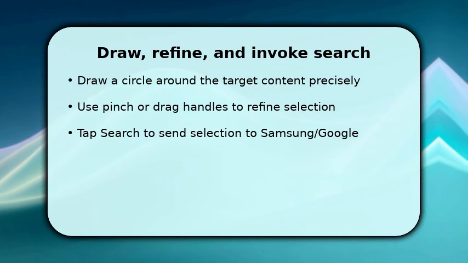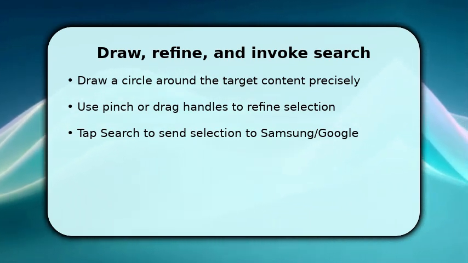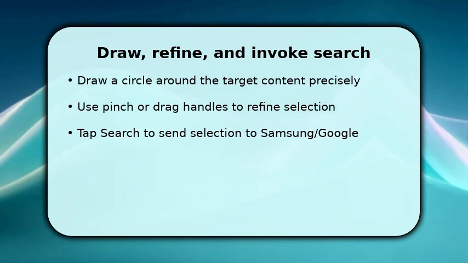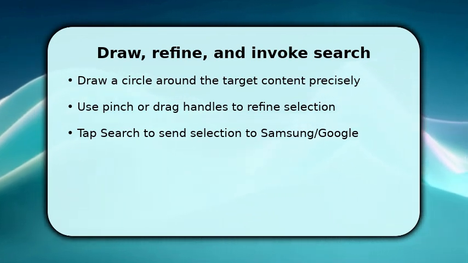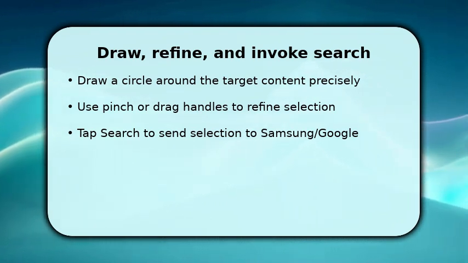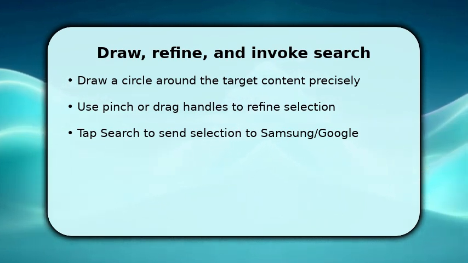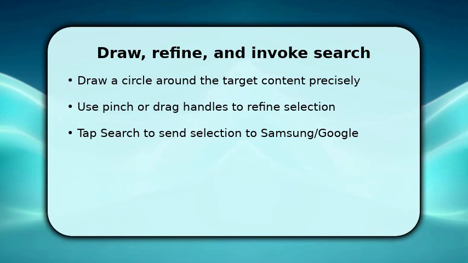Once drawn, use the handles to pinch or drag edges and refine the selection. After the crop looks right, tap Search or the magnifier icon. The system sends the cropped content to the appropriate search provider and shows results in a panel. If you need alternative results, change provider in the Results panel settings.